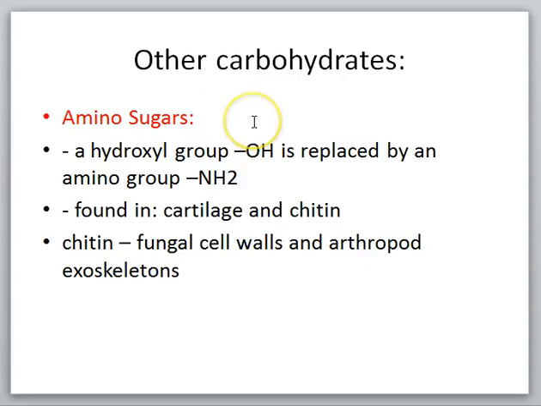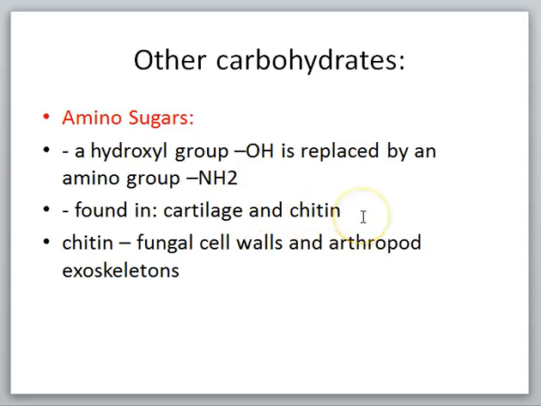We've got some modified carbohydrates. We've got what's called amino sugars. The name pretty much tells you what's involved here. This is a sugar that has an amino group attached to it. Now we find this in a couple of places. One is cartilage. We have very few structural carbohydrates in the human body. In the cartilage we do have some of these modified carbohydrates, these amino sugars. Another is this material chitin.